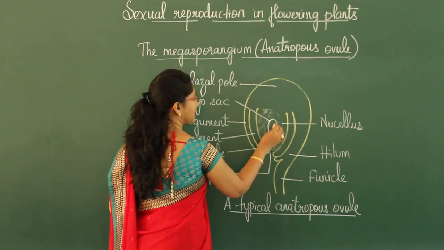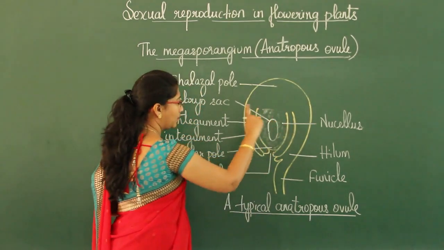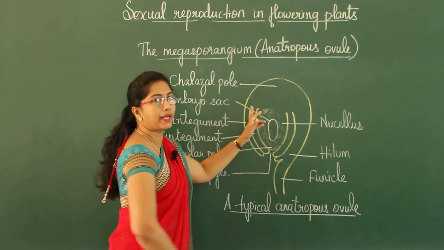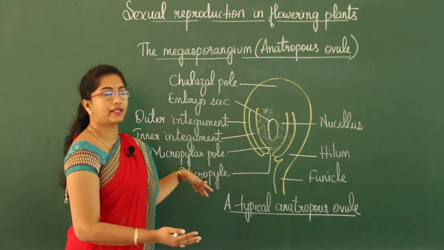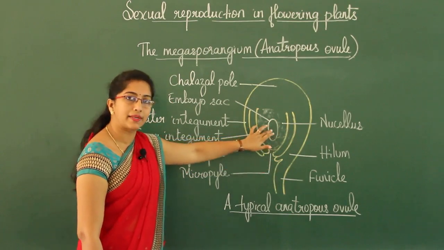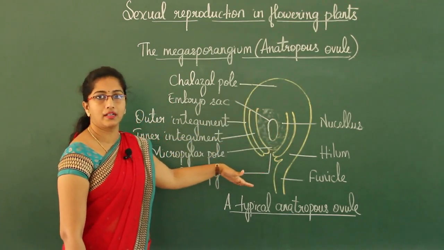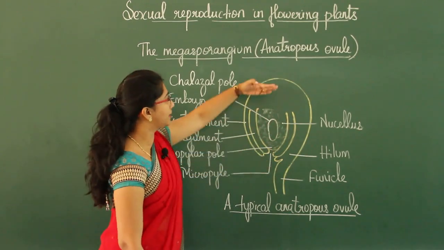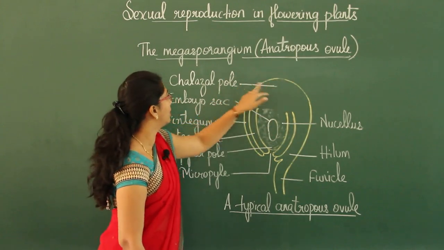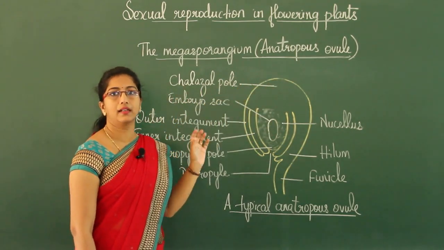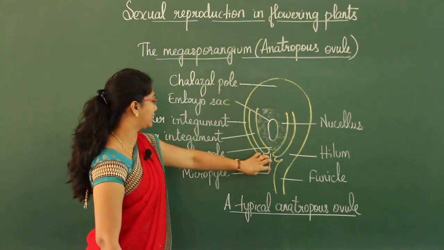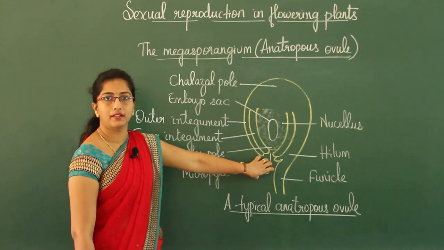Now this embryo sac is present towards the micropyle, therefore we call this region the micropylar region. Micropylar region means the region towards the micropyle. So the embryo sac is present towards the micropylar region. The opposite end of the micropylar end we call the chalazal pole, or chalaza.